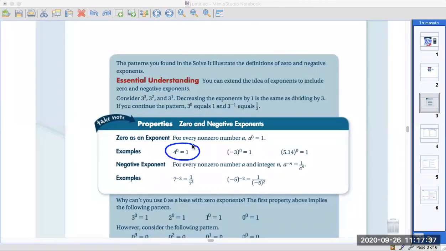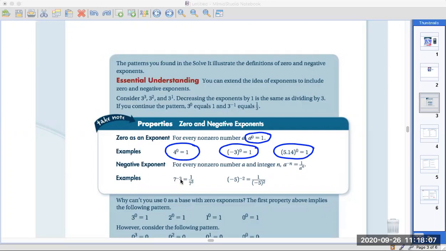The examples I want you to highlight: anything to the power of 0 is always 1, no matter what the base is. So this is kind of a general explanation. A being a non-zero number, raised to the power of 0 is 1. If we take a negative number and raise it to the power of 0, it's still 1. If we take a decimal number and raise it to the power of 0, it's still 1. The answer is always 1.